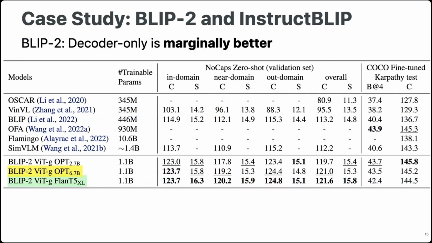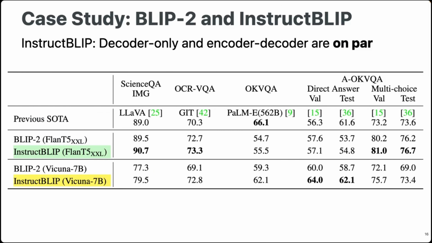Let's move on to the results. So here are the results for VQA, and we can see in this case for InstructBLIP, they also scaled up both Flan-T5 and Vicuna. In this case, we can see the results were quite on par between those two architectures.